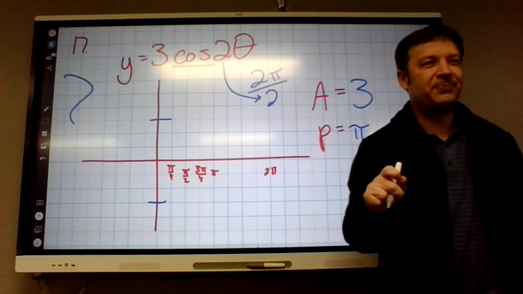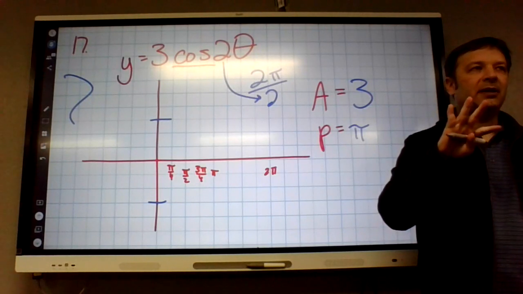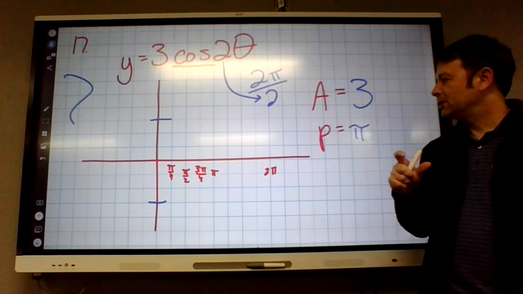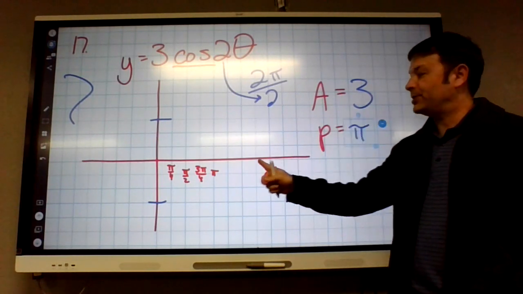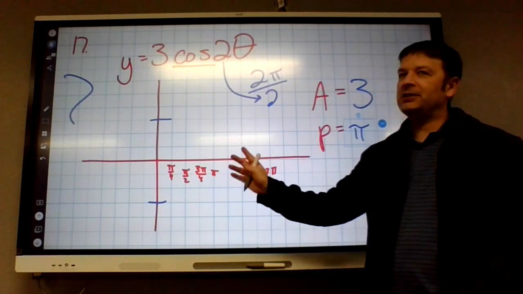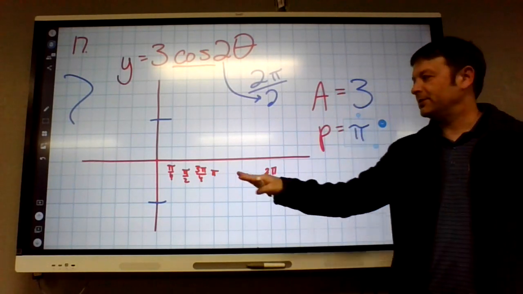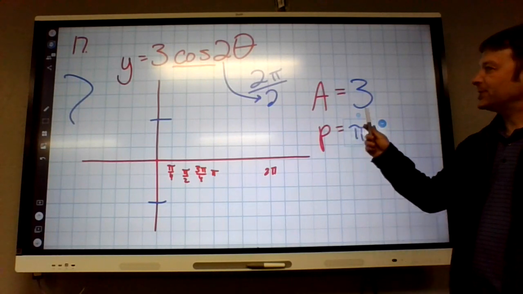Now, if the period is pi, that means it needs to go through its cycle by the time it gets to pi. It needs to go through all of its motions and get back to where it started by the time it gets to pi, which on our graphs is right there on the 4th mark. These are pre-made graphs, so we have to make our graph fit their marks. Any questions so far?